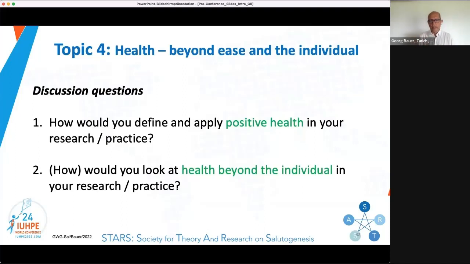How would you define and apply positive health in your own research or practice? And secondly, if you think there's something like positive health and something like health beyond even the individual, how would you look at that, at health as more a systemic entity also of societies, organizations, and so on? Looking forward to our discussions.